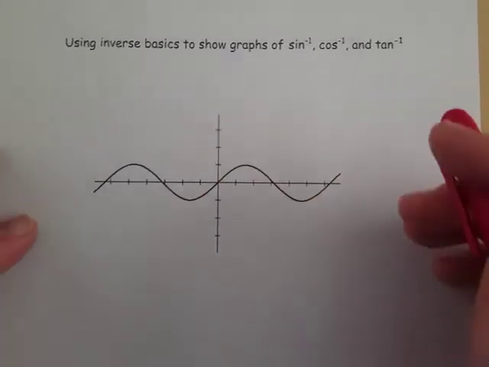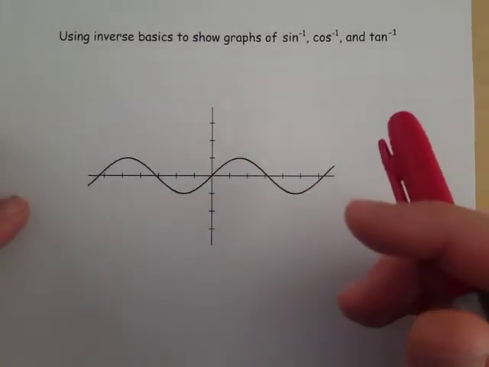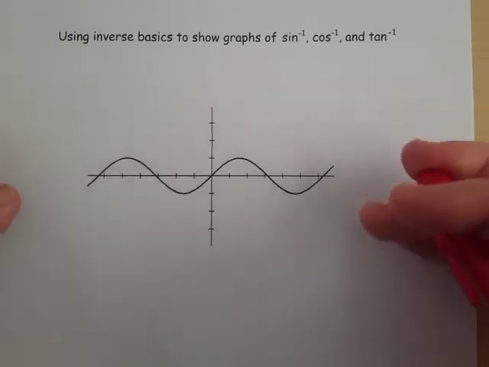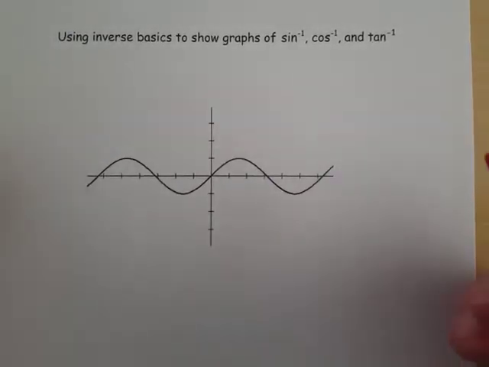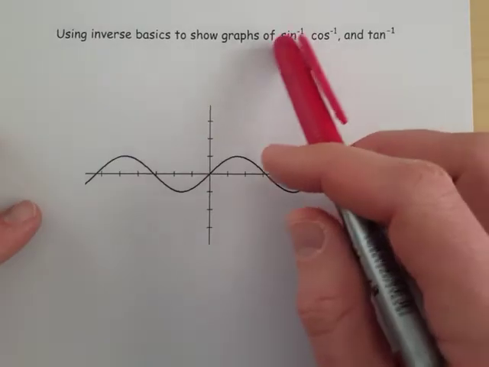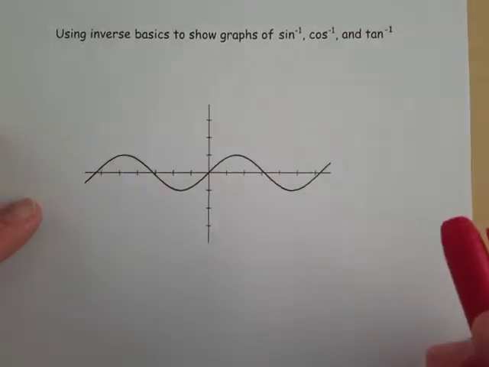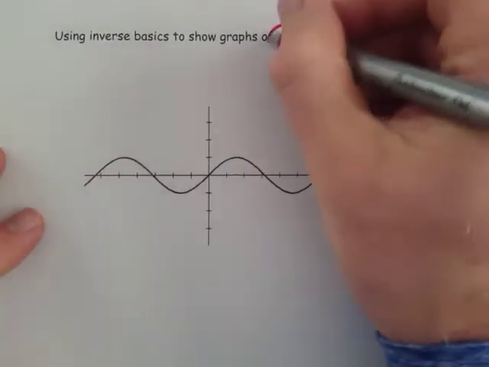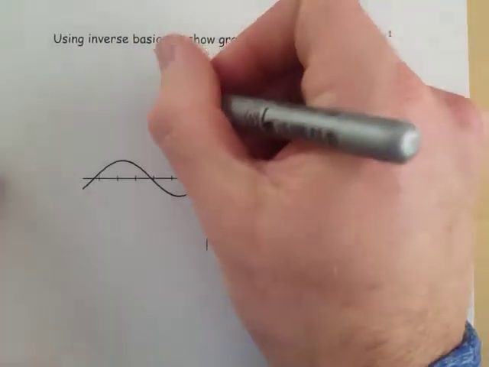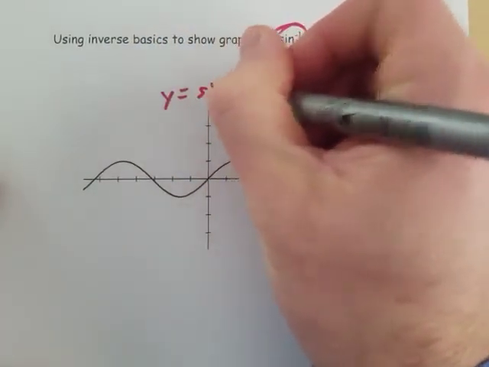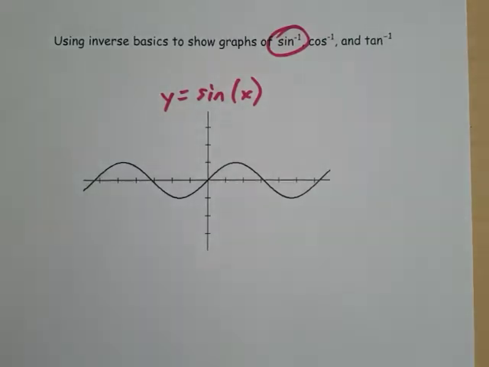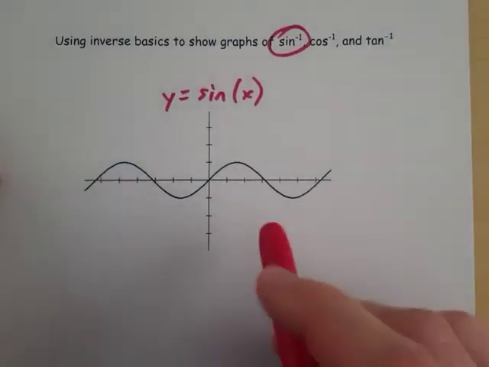This is the first of 3 videos, in 4.7 part 1, to really solidify the idea of how we get the sine, cosine and tangent inverse graphs. For this one I'm going to be looking at sine inverse, because what you see right here is y equals sine of x.